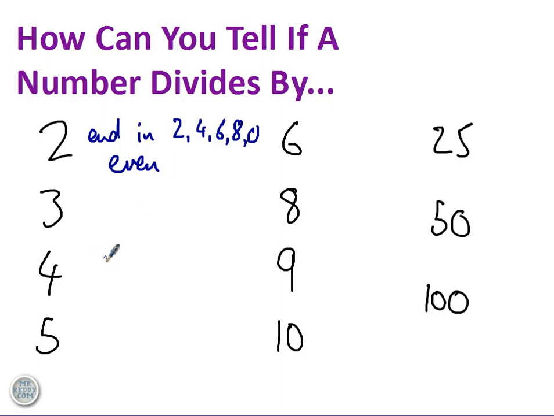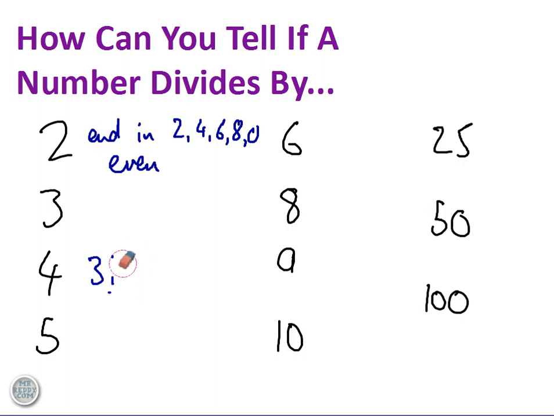Okay, let's jump to 4. Numbers that divide by 4, their last 2 digits are divisible by 4, are in the 4 times table. Let me give you an example of that then. If we had a number such as 316, the last 2 digits taken together, 16. 16 is in the 4 times table, so therefore the whole number 316 is in the 4 times table.